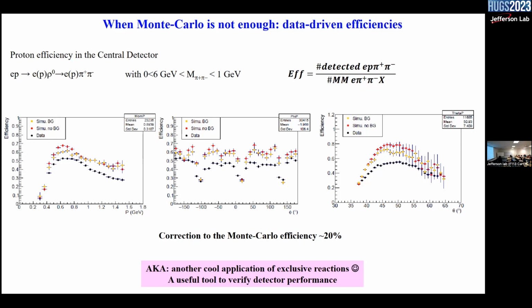missing. And then we made the comparison between this efficiency obtained with the data, which is the black points, and the ones that we had with Monte Carlo, with and without adding some background in it. So you see how there is a sizable efficiency correction that comes from this, about 20%. So I like to say that this is a nice application of exclusive reactions. They not only give us information on proton structure, but we can also use them to verify the performances of the detector and its properties.